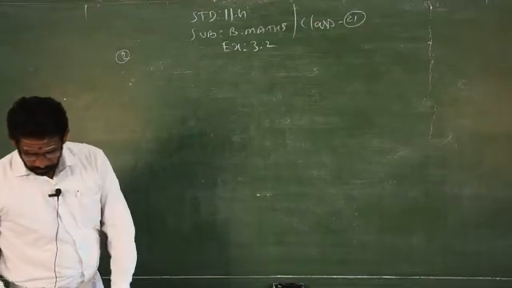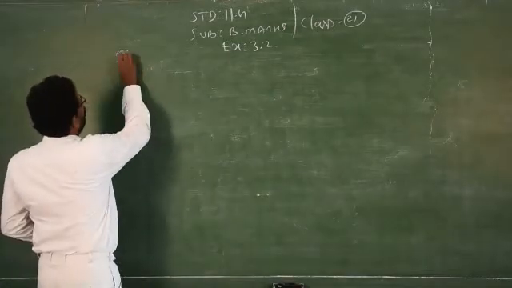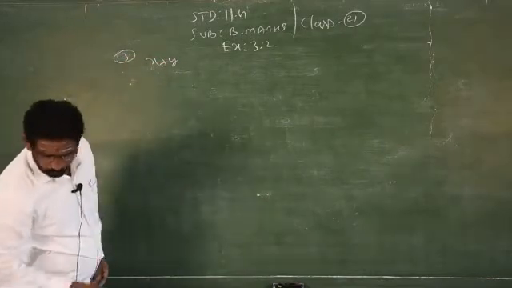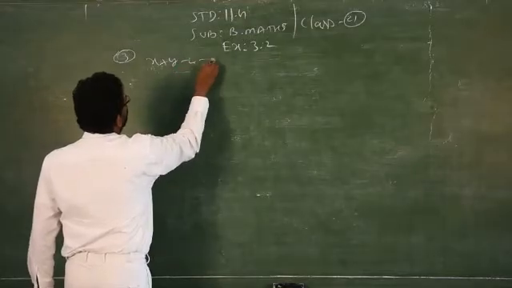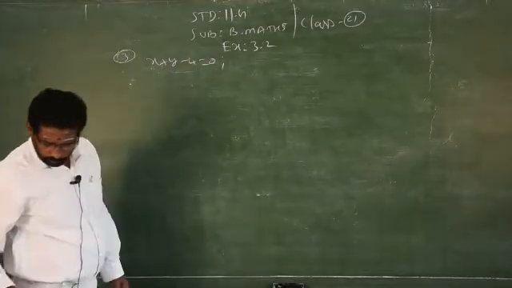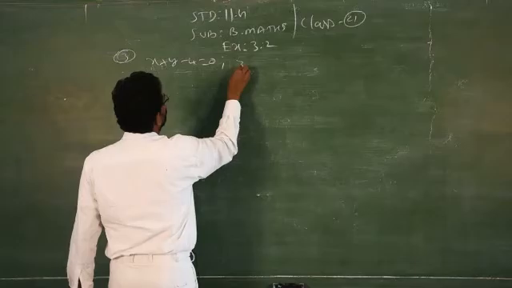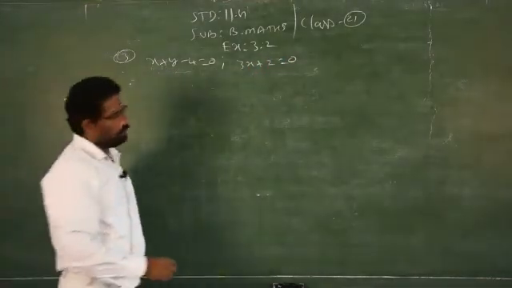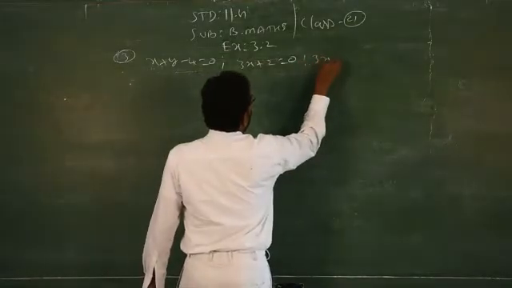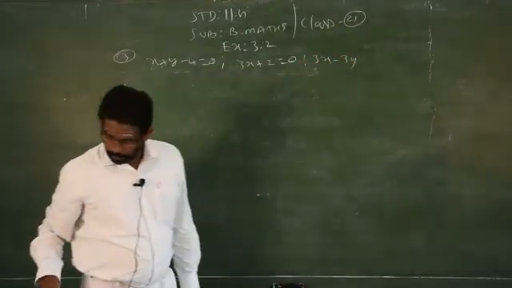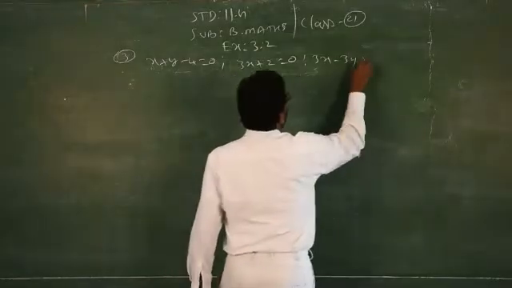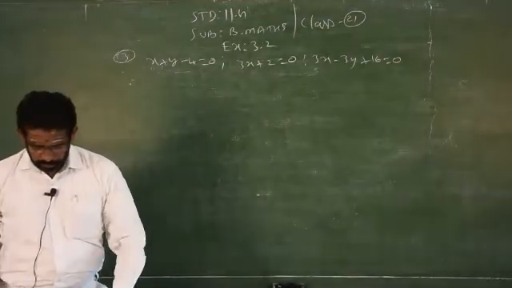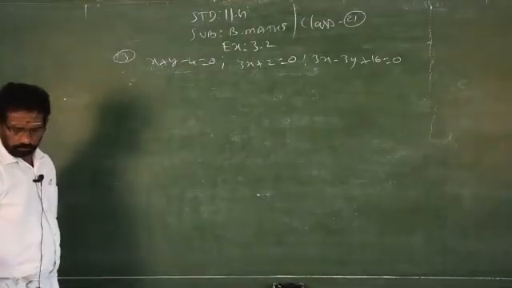Sum number 3: x plus y minus 4 is equal to 0. 3x plus 2 is equal to 0. And the third line, 3x minus 3y plus 16. Now you have to show that these three lines are concurrent to each other.